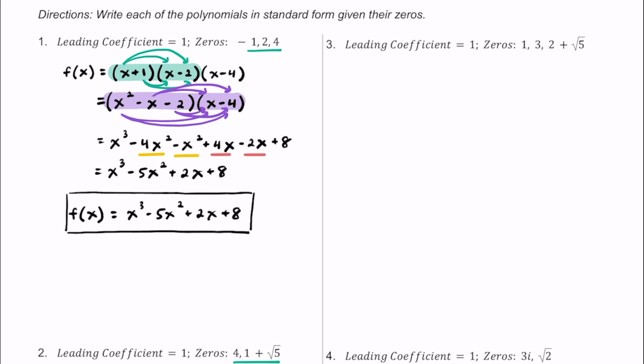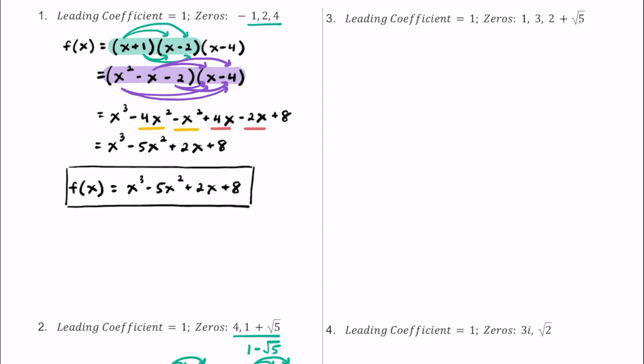Here's number 3. For number 3, we have a polynomial with a leading coefficient of 1, and then we have a few zeros here. We have 1 as a 0, 3 as a 0, and we have 2 plus the square root of 5, so that means we must also have 2 minus the square root of 5 as another 0.